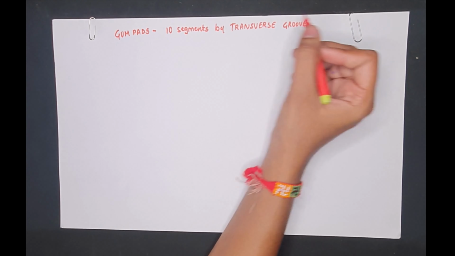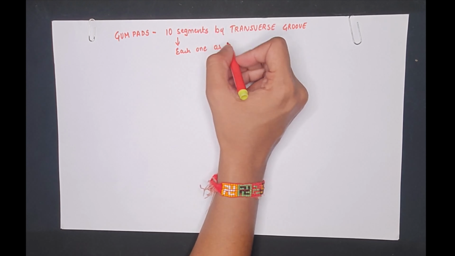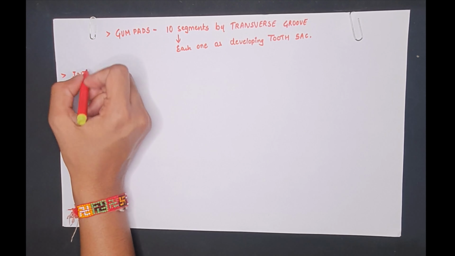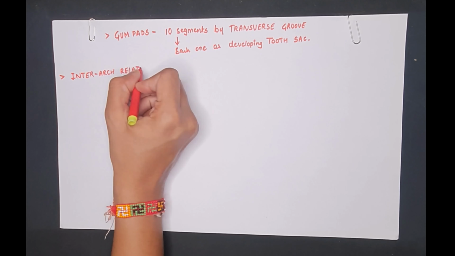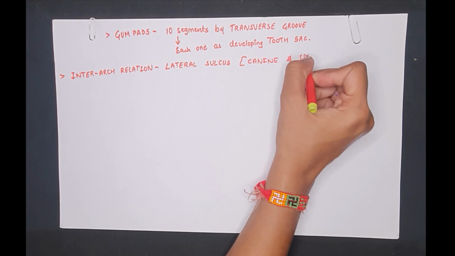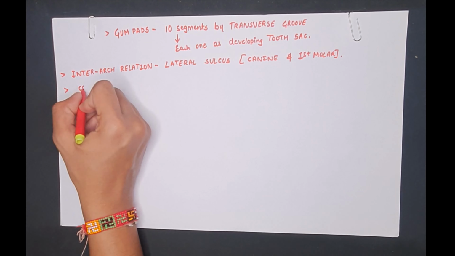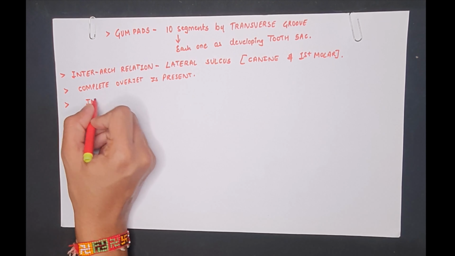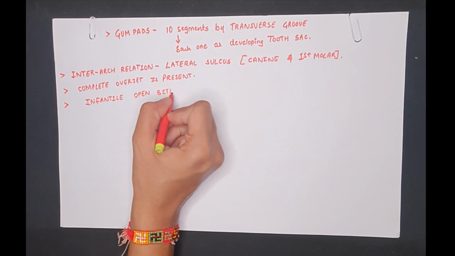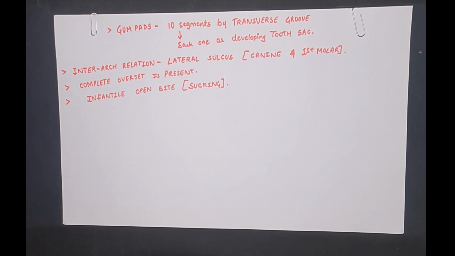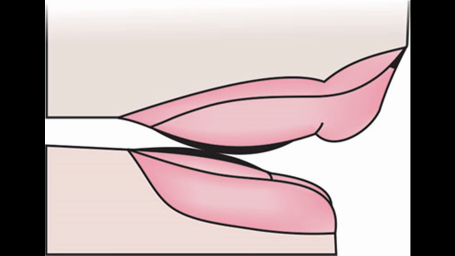A very important landmark in gum pads is the lateral sulcus. The lateral sulcus is the transverse groove between the canine and the first molar. This is helpful in predicting the inter-arch relationship at a very early age. Complete overjet is present and infantile open bite is present. This infantile open bite helps in normal development, and it is helpful during sucking.